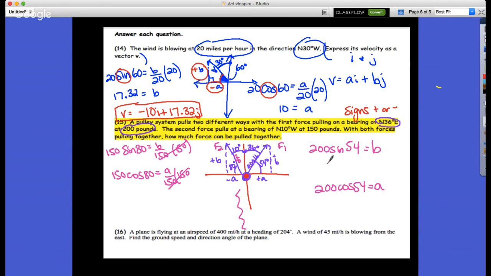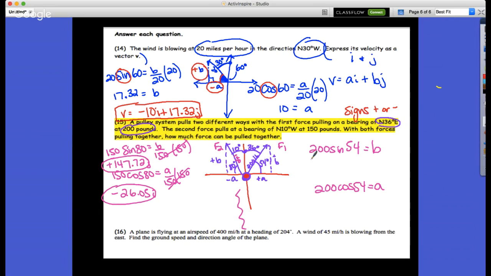So 150 sine of 80 is 147.72. This will be my J. And 150 cosine of 80 is 26.05, and that will be my I. Remember, this one's negative because it goes to the left-hand side, whereas this one's positive. That's important. So we're going to put that together. Usually you'd have it as 1, but just for sake of room, we'll keep it as V equals the I and then the J there. All right, so let's do the sine.